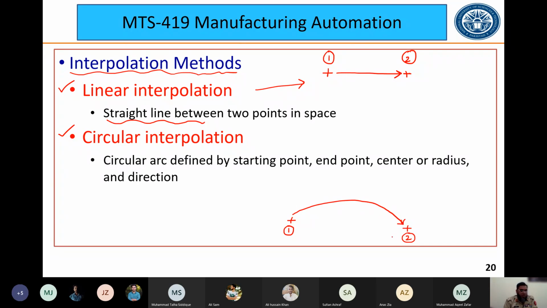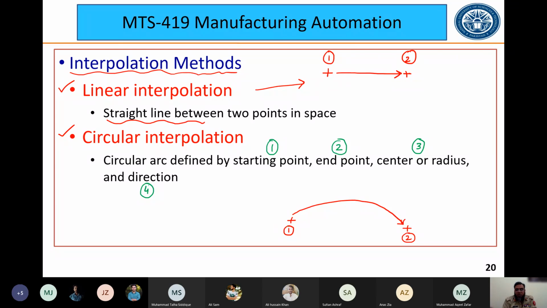So a circular interpolation would be defined by a starting point and by an end point. Then the center or the radius of curvature which we want to achieve, the arc which we want to make, and the direction of motion also. So these are 4 things which we need to know, or we need to give as input to our machine to carry out a circular interpolation.